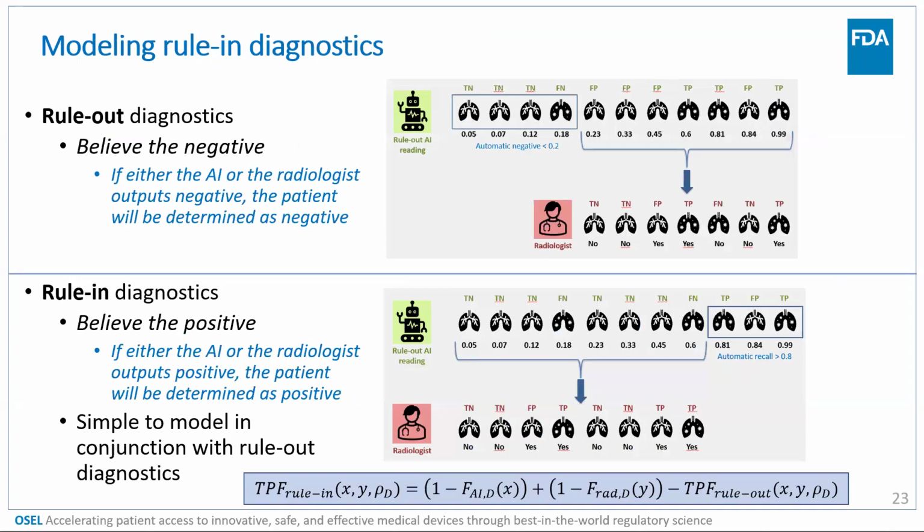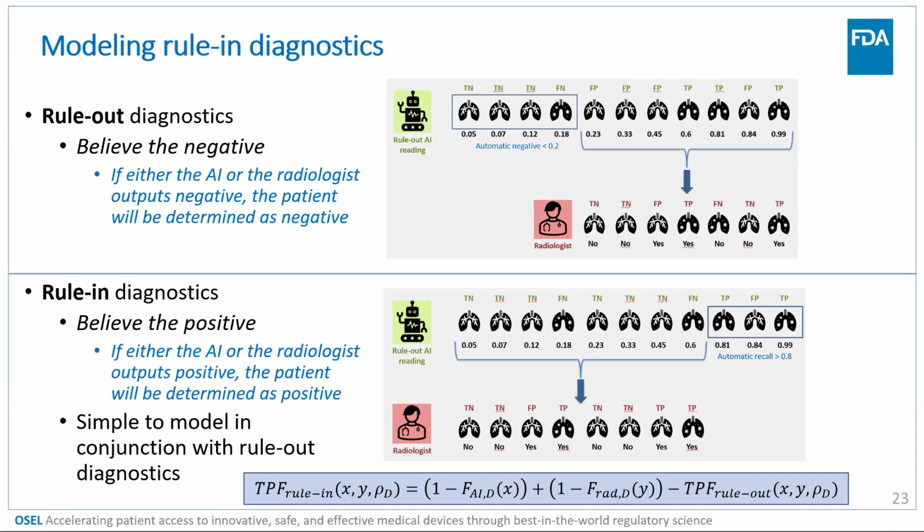Okay, so far I've been talking about rule-out diagnostics, but there's also some interest in, for example, combining a rule-out diagnostic where maybe you rule out 30% of high confidence negative patients, and then you rule back in some small percentage of highly suspicious patients. So if an AI thinks an image is really suspicious, you would automatically recall that patient. And you could potentially combine these two diagnostics. And rule-in diagnostics are really simple to model in conjunction with rule-out diagnostics.